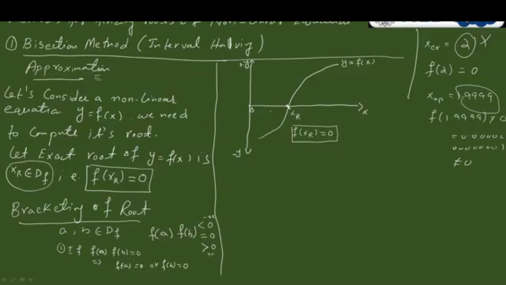This is one of the easiest cases where we do not need bracketing because we have already found the root. There is no need, because this being equal to 0 means it is a root. X may be equal to A or X may be B, that is a root. So this case is not good for bracketing purposes.